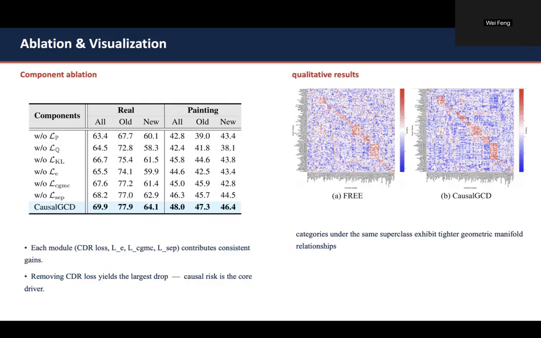From the ablation study, we found that all modules contribute to the performance improvement, but removing the CDR loss causes the largest performance drop. This confirms that the carrier dependency risk is the main driver of the robustness. And then we also visualize the relationship between known and novel classes. We found that the categories under the same superclass exhibit tighter geometric manifold relationships.